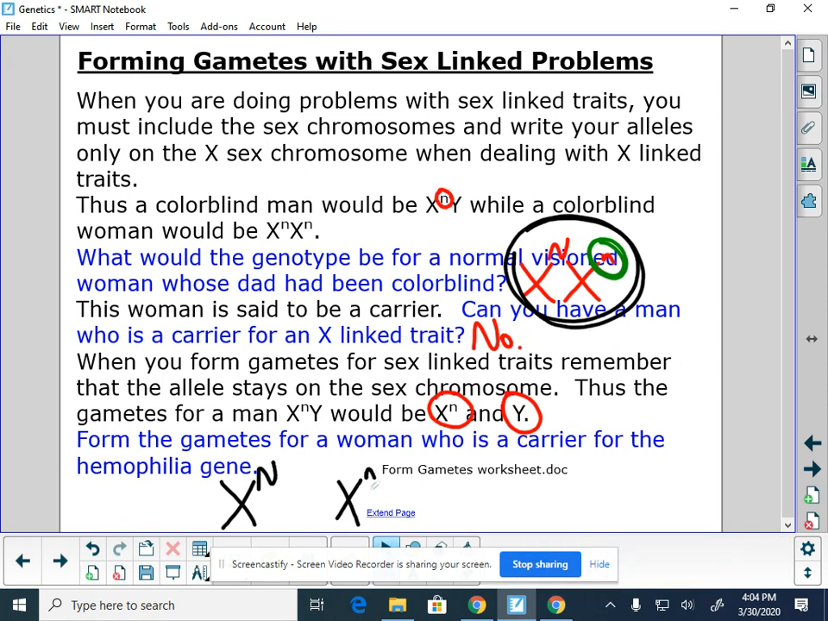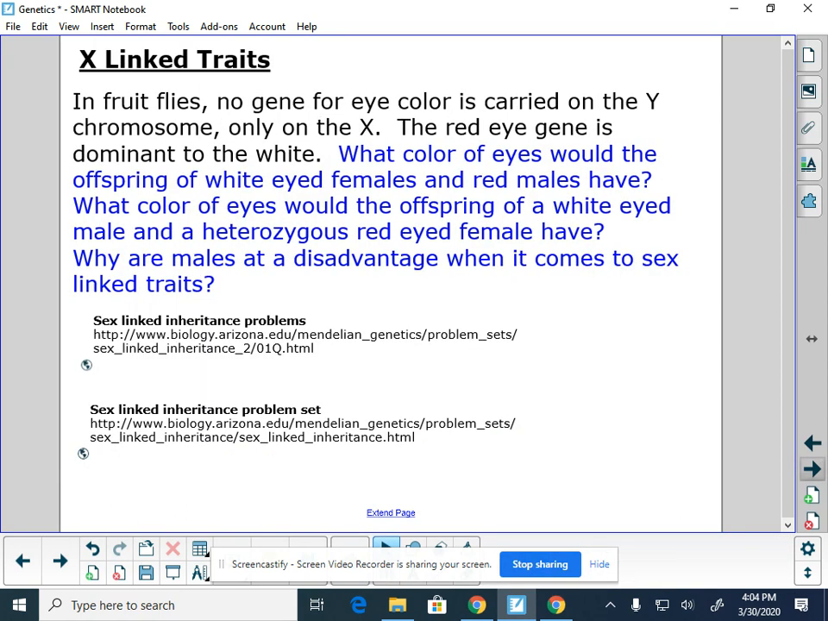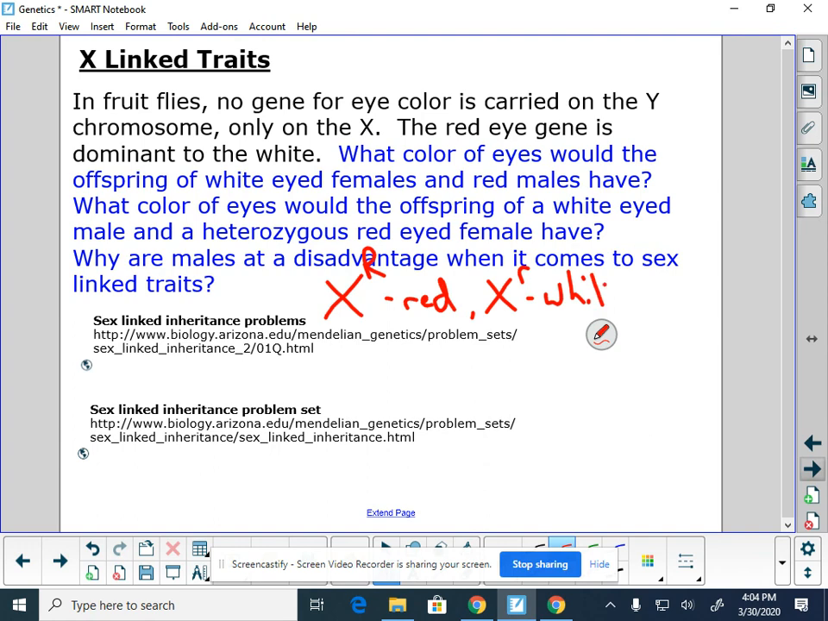Let's go to the next card. In fruit flies, no gene for eye color is carried on the Y chromosome, only on the X. That tells us it's a sex-linked trait. The red eye gene is dominant to the white. Just like a normal Punnett square, you have to first come up with a legend. So they're carried on the X. Red eye is dominant to white, so X big R would be red. X little r would represent white eyes. There's our legend. You don't have to show the Y on your legend.